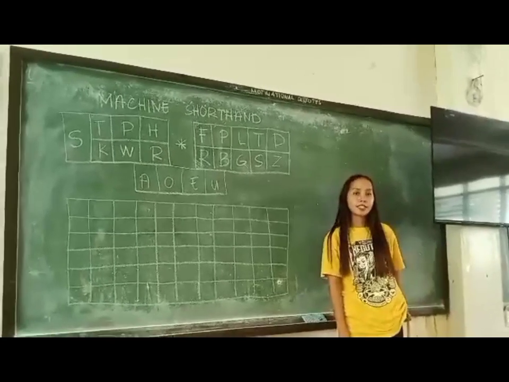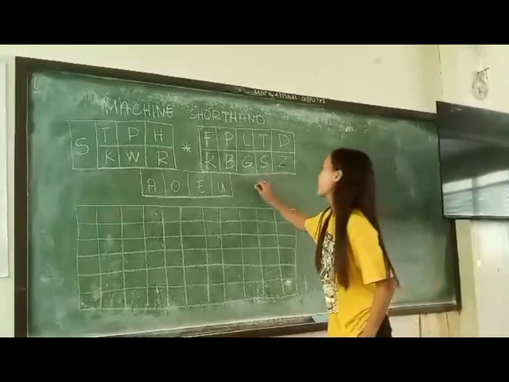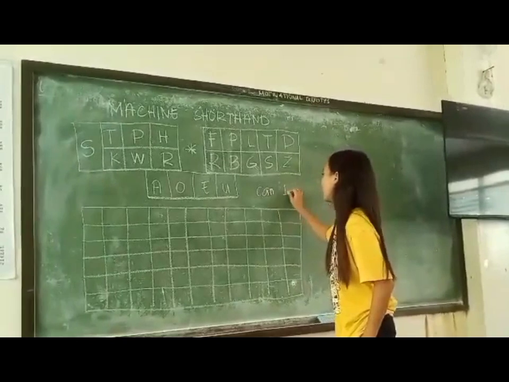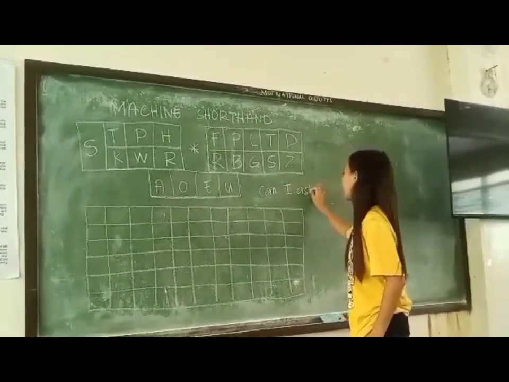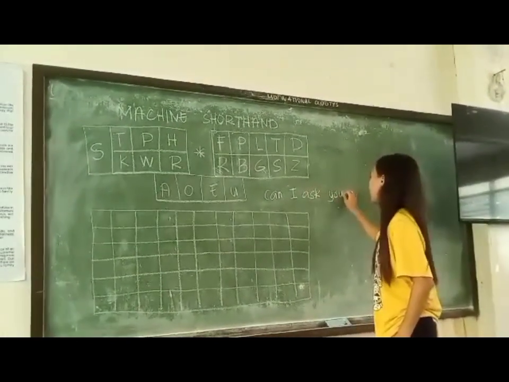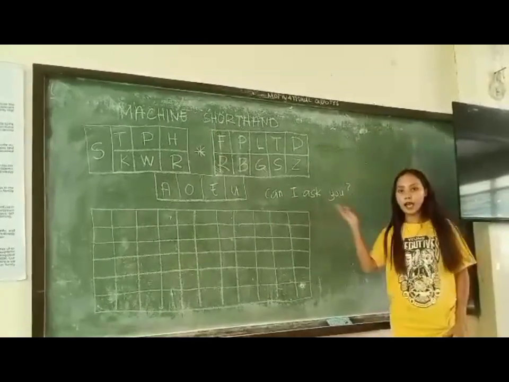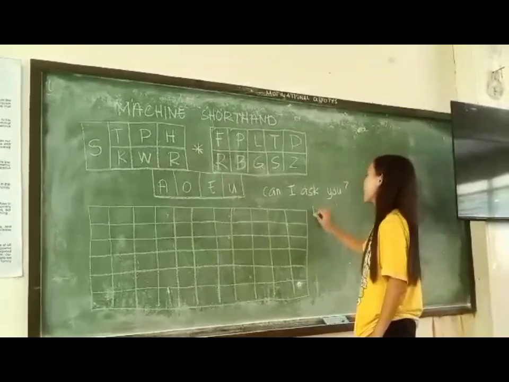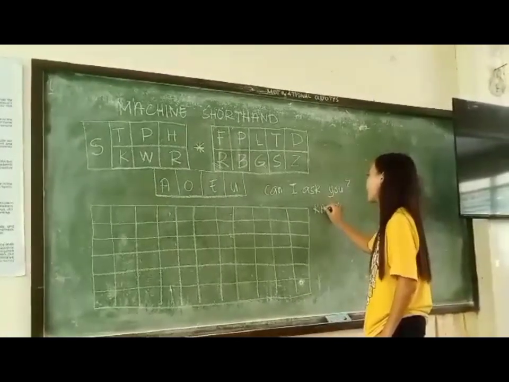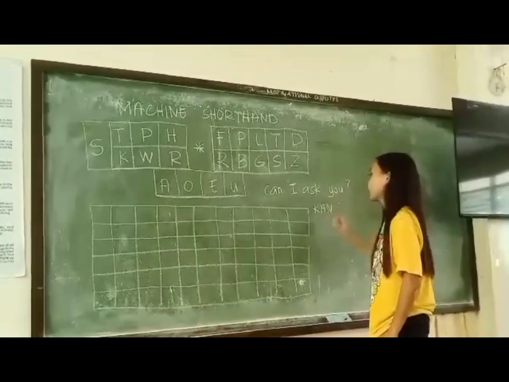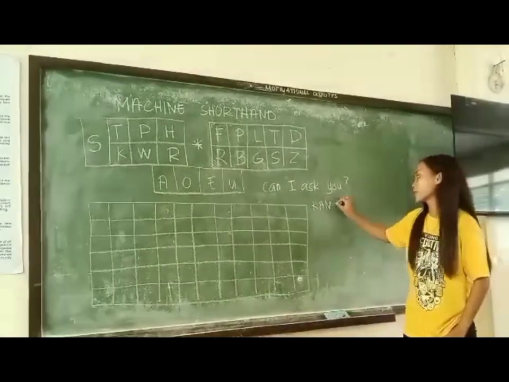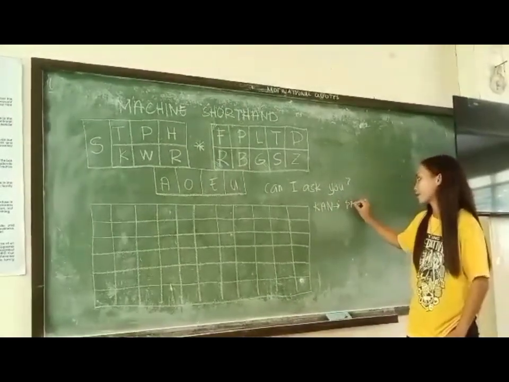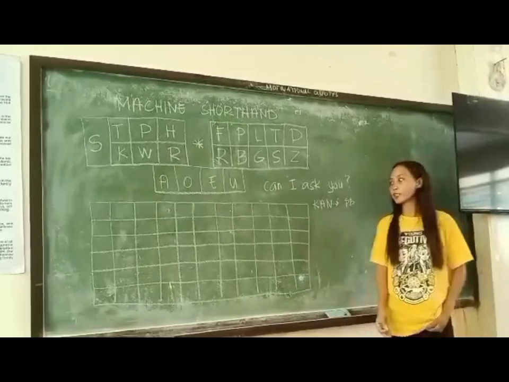So our first example sentence is, "Can I ask you?" So the sound "pon" of "pondering" is initial P, vowel A, and final N, which stands for PB. So I'm writing it in machine shorthand.